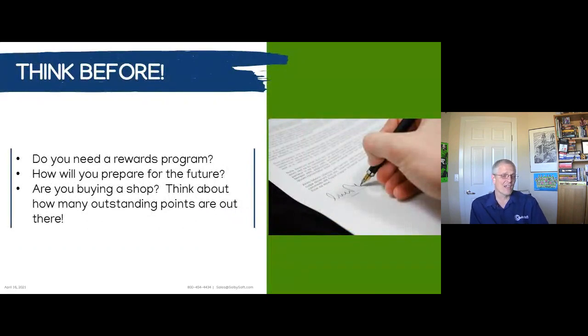Some other things to think about. Do you have to have a reward system? If you're in an area where you don't have a lot of competitors or no one's doing a reward system, maybe you don't start with one. Maybe, especially if you're opening a brand new shop, think really hard before you do this. Don't just jump in and do buy 10, get one free. Make sure it makes financial sense for you and your shop.